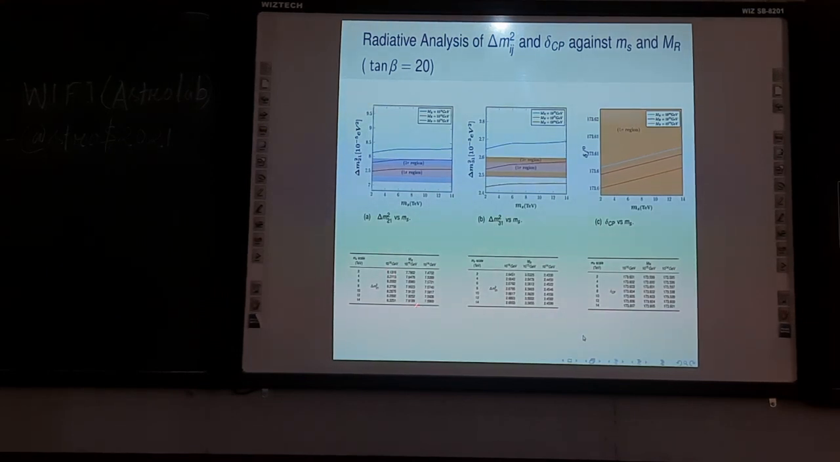So this is the data, and this is for the phase. It increases. Here we can see that it increases with the increasing SUSY breaking scale. Here it also maintains some stability. This is for tan beta equal to 20. I fix the value of tan beta at 20.